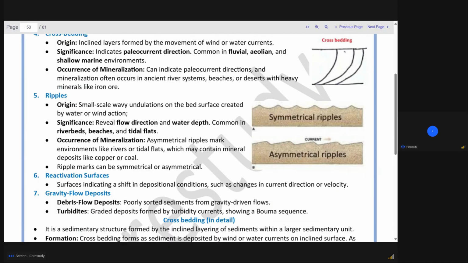Ripples are small, scaly, wavy undulations on the bed surface created by water or wind action. The significance is that they reveal flow direction and water depth, and are common in riverbeds, beaches, and tidal flats. Occurrence of mineralization: asymmetric ripple mark environments like rivers or tidal flats may contain mineral deposits like copper or coal. Ripple marks can be asymmetrical or symmetrical.